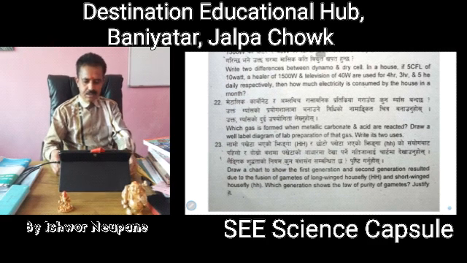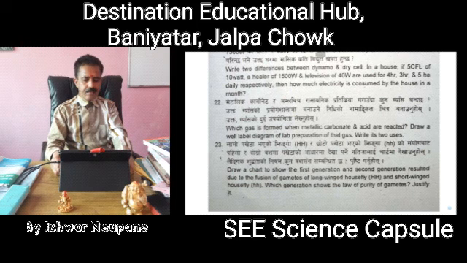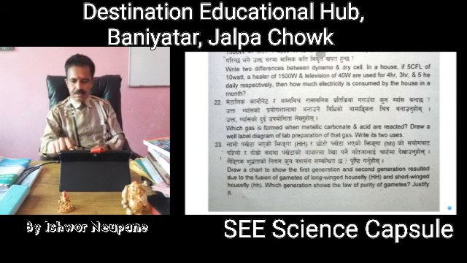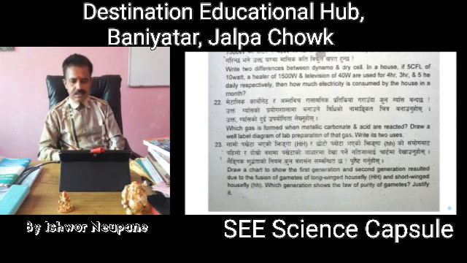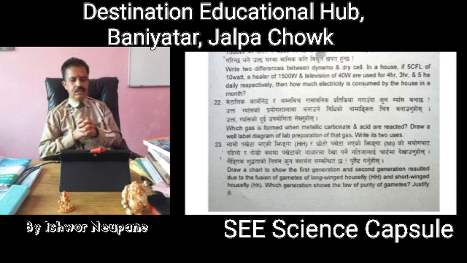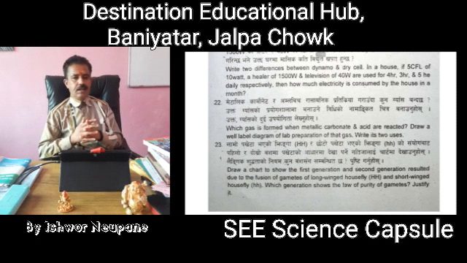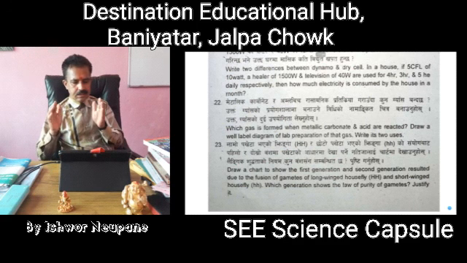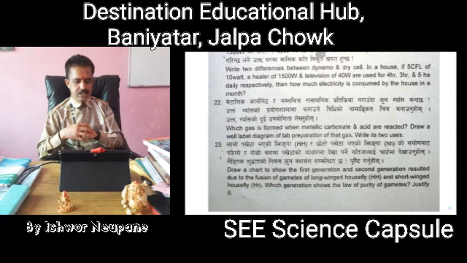Which gas is formed when metallic carbonate and acid are reacted? You know the answer. Draw a well-labeled diagram of lab preparation of that gas. So which one are you going to do? Lab preparation of ammonia or lab preparation of carbon dioxide? Lab preparation of carbon dioxide. So you have to show a wolf bottle, then gas collected by upward displacement of air.